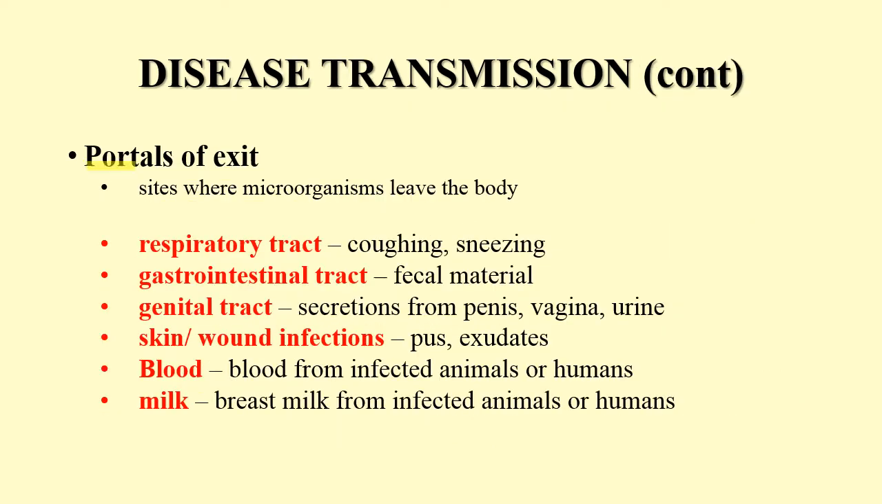Okay, next are the portals of exit. Portals of exit are sites where microorganisms leave the body. It can happen via the respiratory tract through coughing and sneezing, the gastrointestinal tract via fecal material, the genital tract via secretions from the penis, vagina, and urine, and sometimes skin and wound infection through pus and exudates, and blood from the infected animal or human, or breast milk from the infected animal or human.